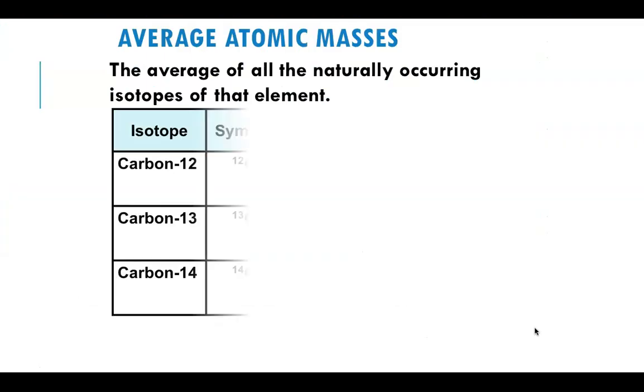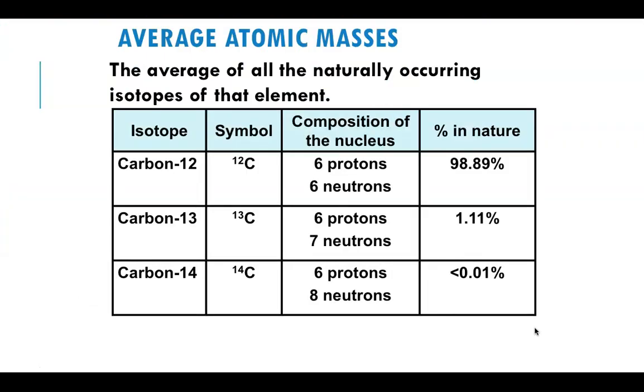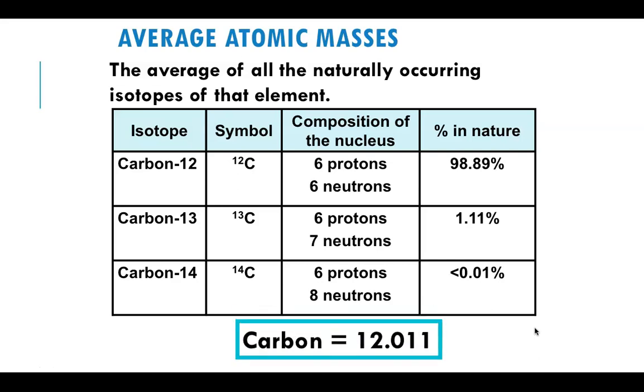So we left off last time looking at this chart of the naturally occurring isotopes of an element. For this example of carbon 12, 13, and 14, we can see that the percent in nature is not equal for all three isotopes. So again, we cannot add up 12 plus 13 plus 14 and divide by 3. We get an average of 12.011, which is nowhere near how you normally do averages.